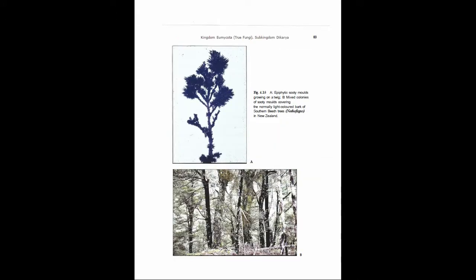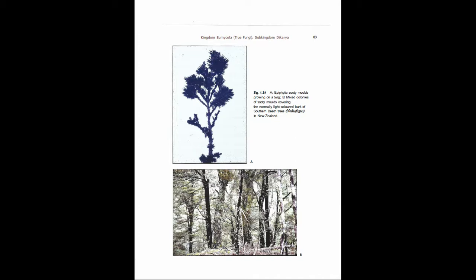Kingdom Eumycota, true fungi, subkingdom Dikarya. Fig 4.15a, epiphytic sooty molds growing on a twig. B. Mixed colonies of sooty molds covering the normally light-colored bark of southern beech trees, Nothofagus, in New Zealand.